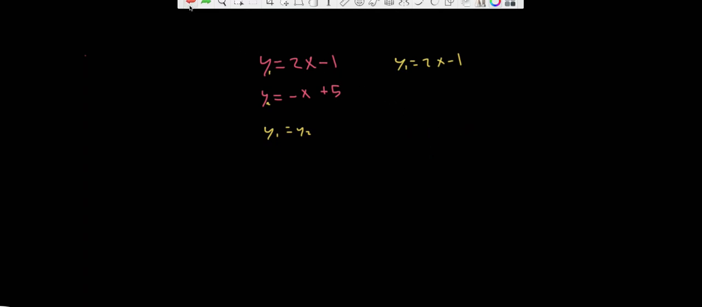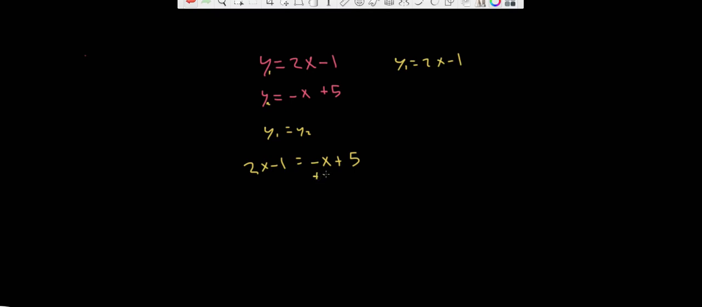So now we know that y1 has to equal y2. We can do some substitution. Well, we know y2 is negative x plus 5, and we know y1 is 2x minus 1. So let's rewrite these in terms of x. So we know 2x minus 1 is equal to negative x plus 5. And now this looks like a fairly simple linear equation to solve for x. So let's go ahead and solve.